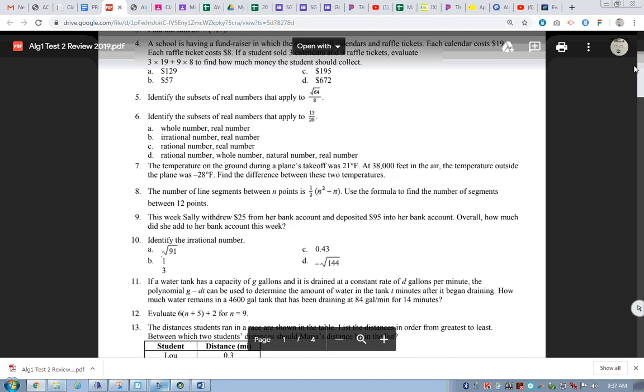All right, so you're basically looking at 21 minus negative 28, right? That you're going to find the difference between those. Okay, so it's an absolute value. You're looking at a distance. So 21 plus 28 should be 49 degrees difference. Was that the answer? Okay.